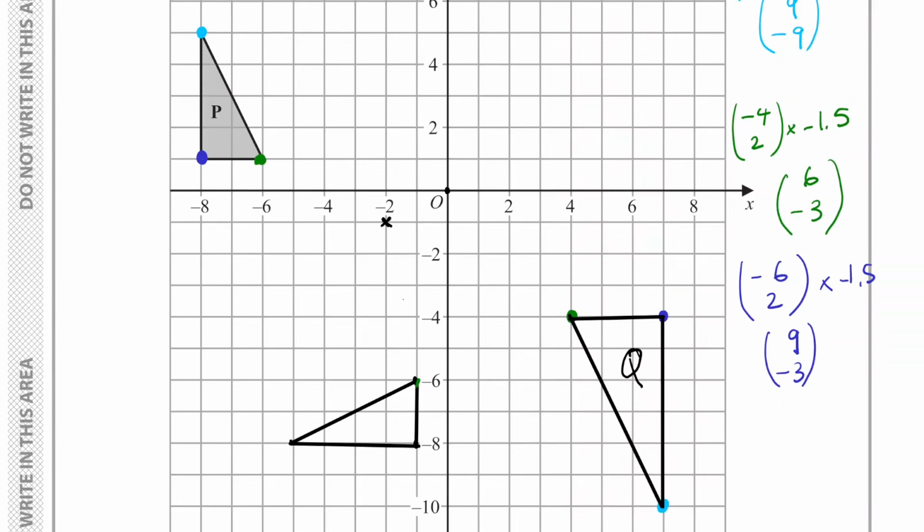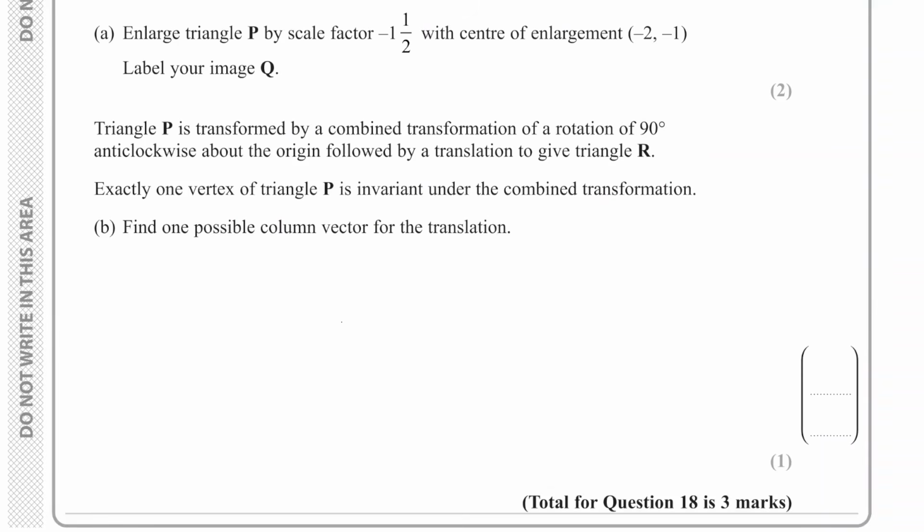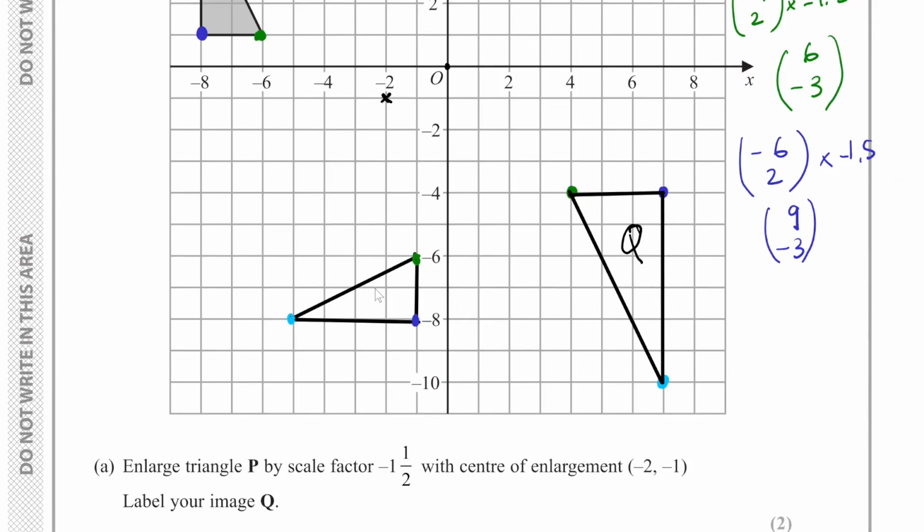Let's just color in these corners just so we know which one's which. Now we want one of these points to be invariant, so that means get back to where it started. So if we want the green point to be invariant, we need to go back 1, 2, 3, 4, 5, and then up 6, 7. So if we go back 5 and up 7, the green point will be invariant.